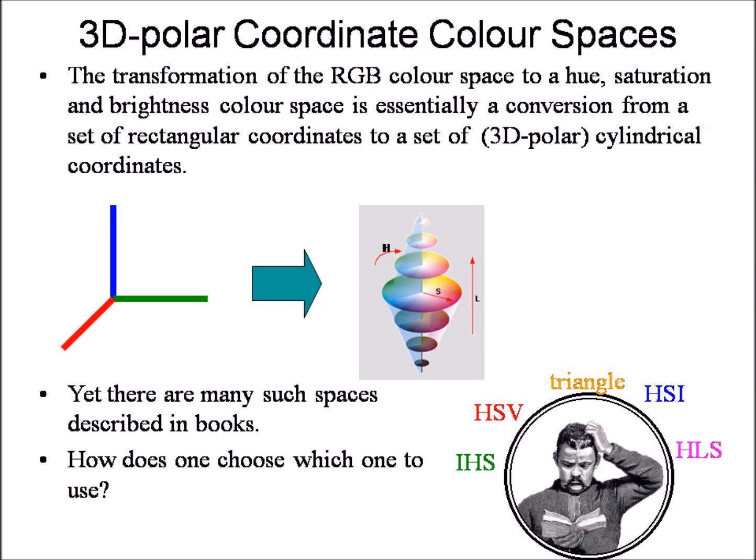As I already said, 3D polar coordinate color spaces are generated from the RGB color space. Therefore, to represent them, the rectangular coordinates of RGB are converted to 3D polar cylindrical coordinates, to represent hue, saturation and brightness individually. So students, please view the slide. The transformation of the RGB color space to a hue, saturation and brightness color space is essentially a conversion from a set of rectangular coordinates to a set of 3D polar cylindrical coordinates.